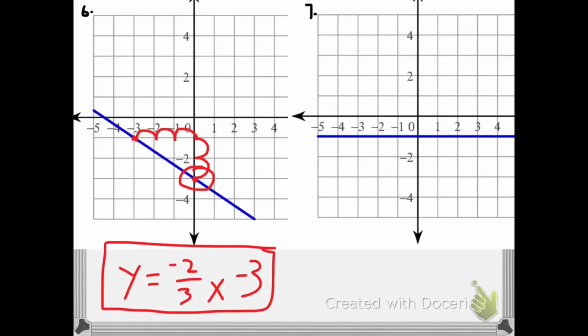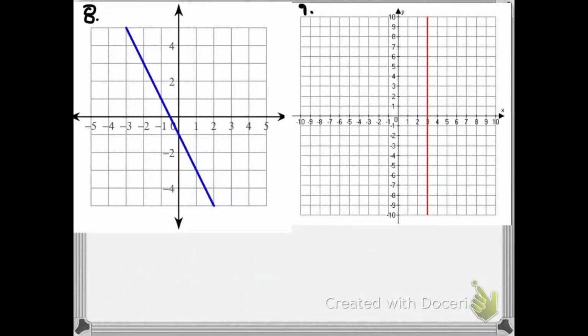For number 7, it's going to be a y equals equation, and the line passes the y-axis at negative 1. So your answer is y equals negative 1. Hopefully you got those problems right. Try solving these 2 problems on your own.